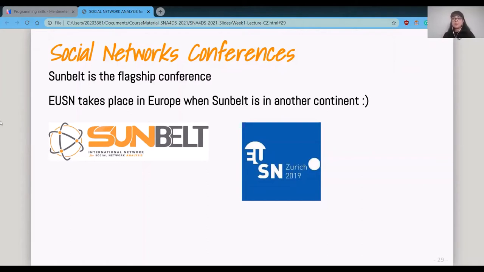And when this conference is not in Europe, we have the European version of it. So every year there is a gathering of social network analysts in Europe, normally. During coronavirus, not really. We have an online gathering rather than an actual one, as you can imagine. But still, the idea is the same. But anyway, if you want to find information about where network analysts hide, that's where they hide.